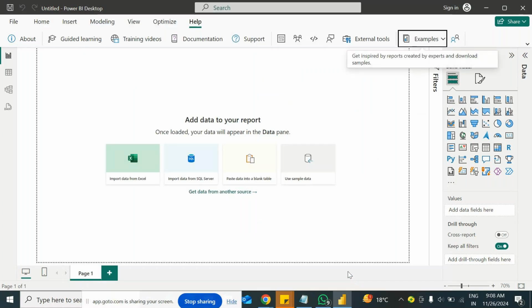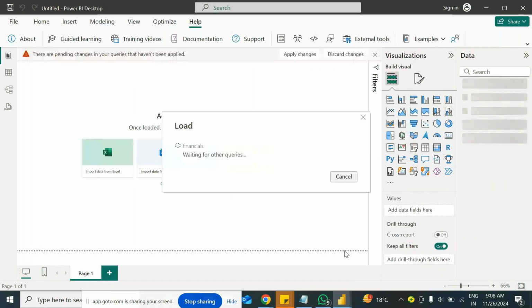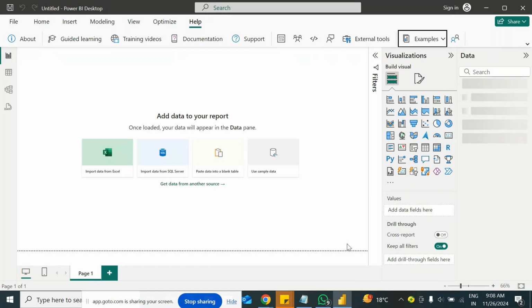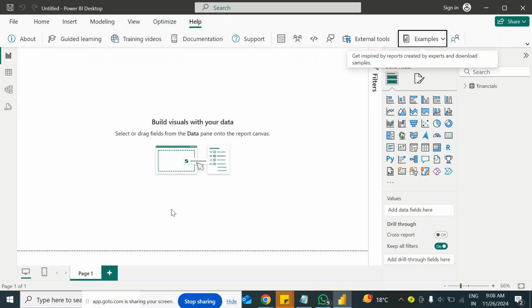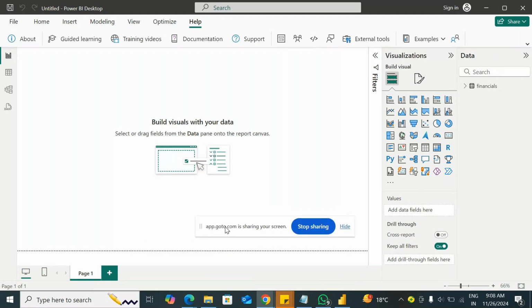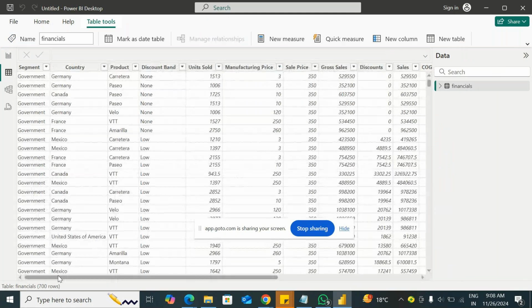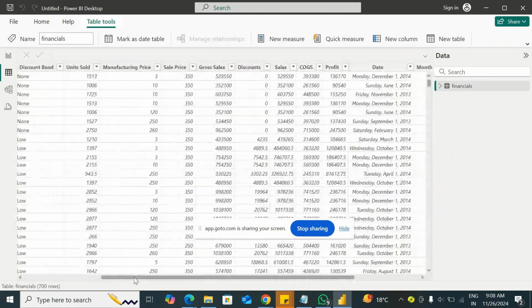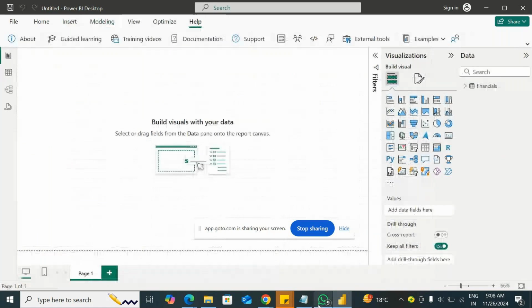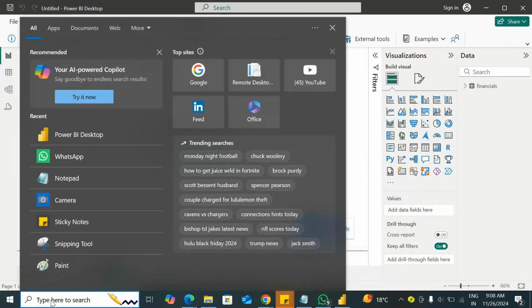I'm just loading sample data. Now, the next visualizations that we are going to see, overall, are 7 to 9 visualizations.